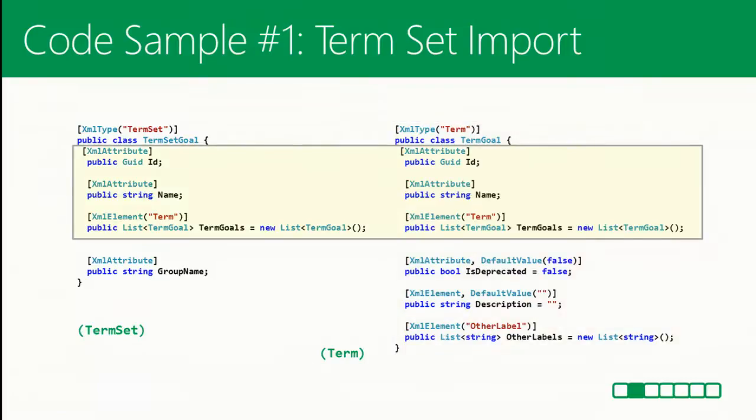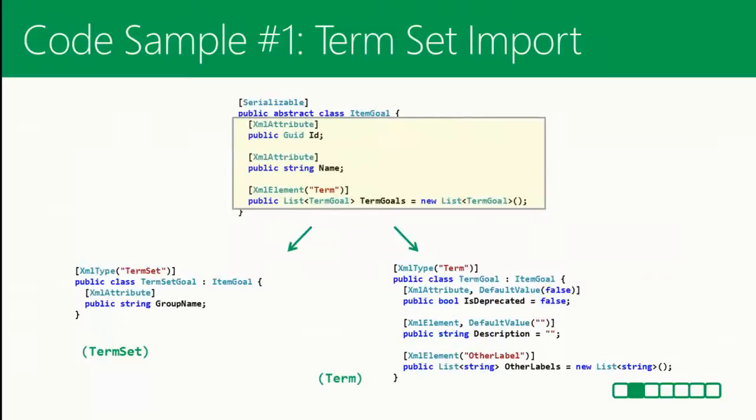And you'll note that these two classes have some stuff in common. The term set has a name and ID just like the term does, and it also has a list of child objects. So I've taken that out into an abstract base class in my code sample.